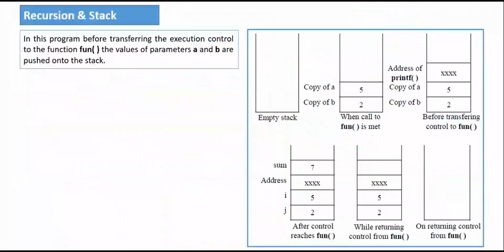As you can see from the figure, at the beginning there is an empty stack. In this program, before transferring the execution control to the function, the values of the parameters a and b are pushed onto the stack. So the values of a and b have been pushed onto the stack.